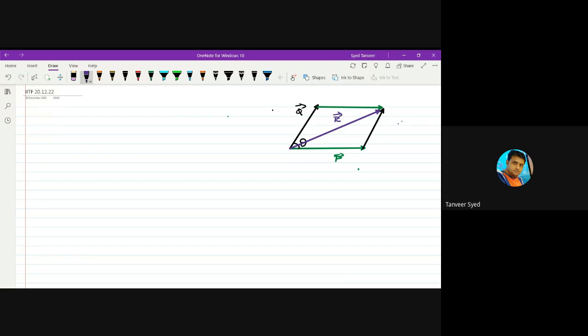And obviously, when you add two vectors, the resultant will also be a vector quantity. Now, how much is this R? The magnitude of the resultant is root of P square plus Q square plus 2PQ cos theta.